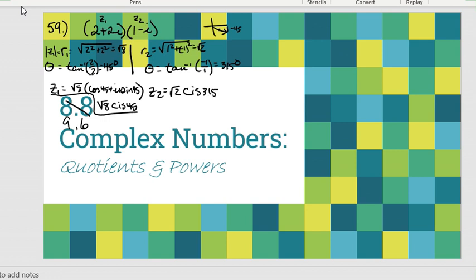Now to go ahead and multiply them, which is what you're supposed to do, you take these two and multiply. You get Z1 times Z2 is equal to square root of 16, which is 4 cis, and you multiply the first two, add the second two. So that's going to give you 360. All right, and we're done.